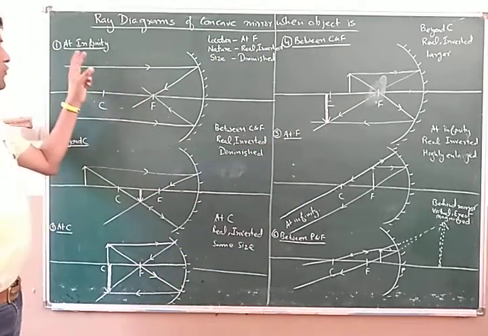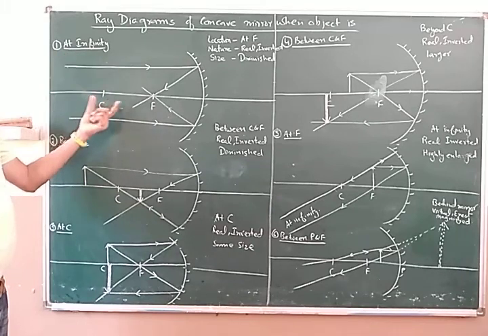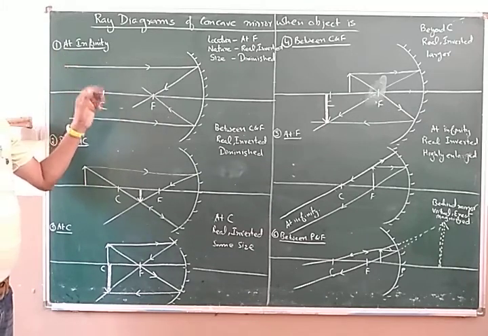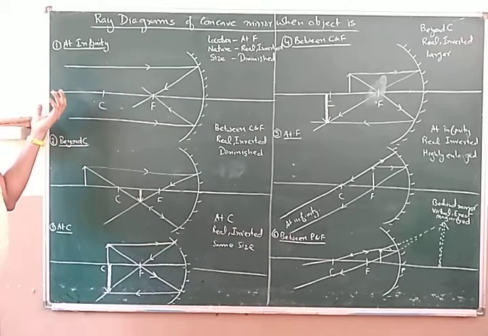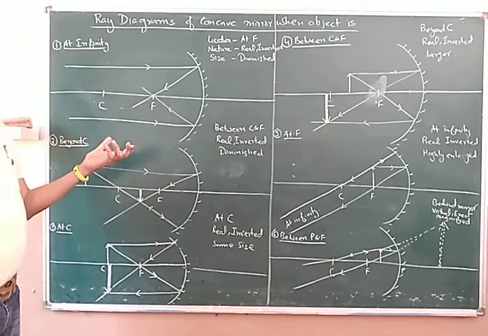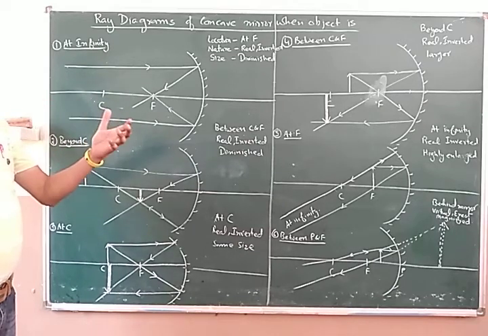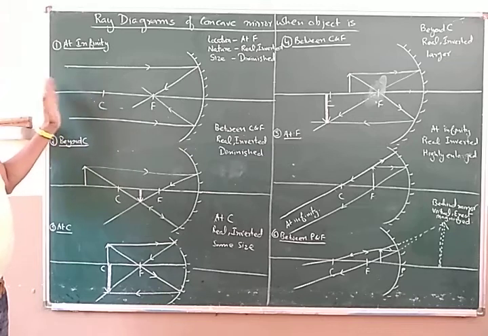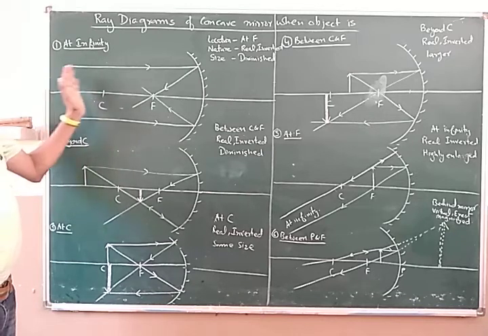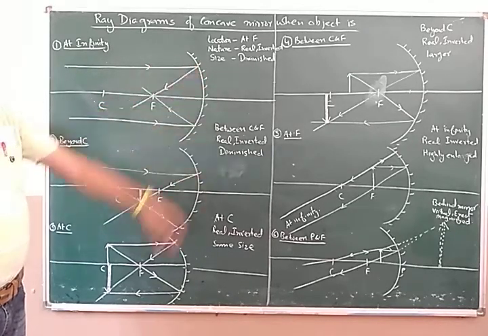First of all, we are taking the case where the object is placed at infinity. Infinity means the object is placed very far away from the observer. You can see the object, but you cannot measure the distance between the observer and the mirror. From such an object, all the light rays are parallel to the principal axis.